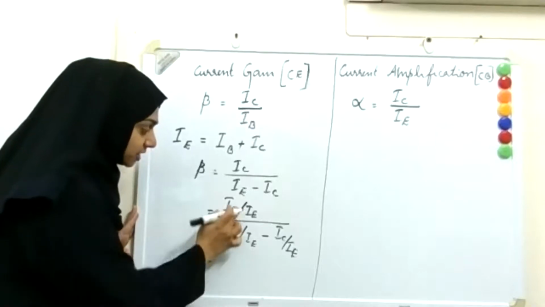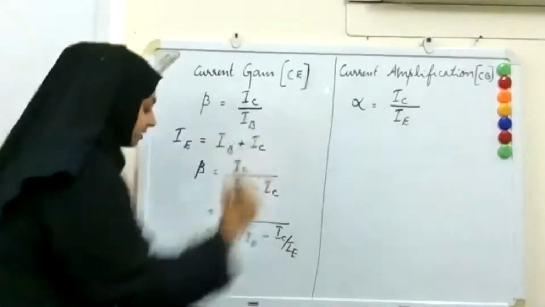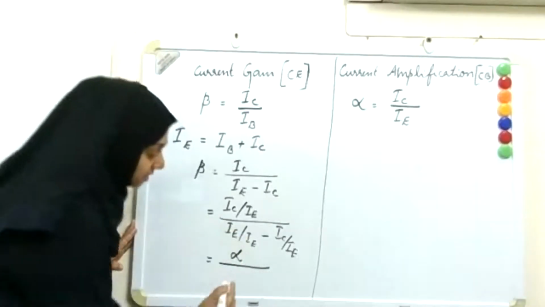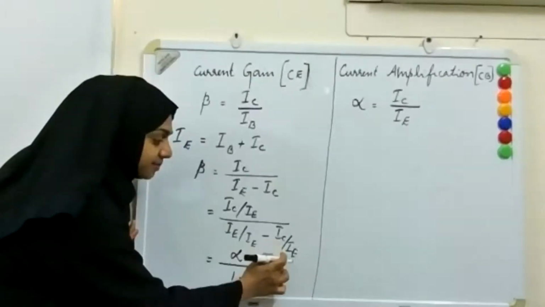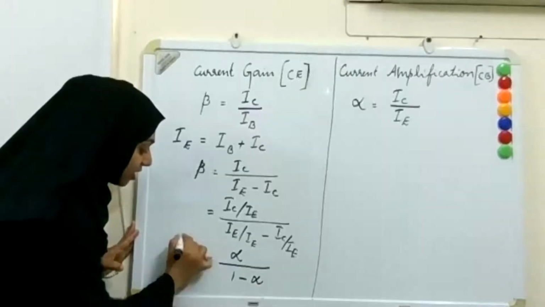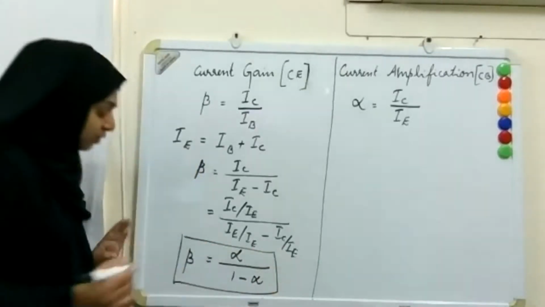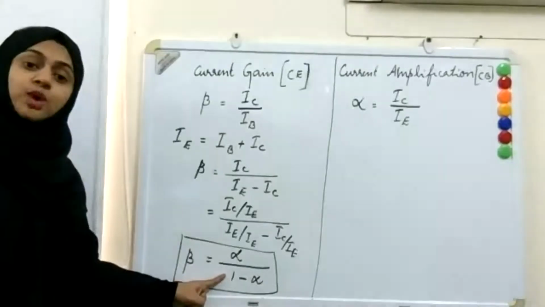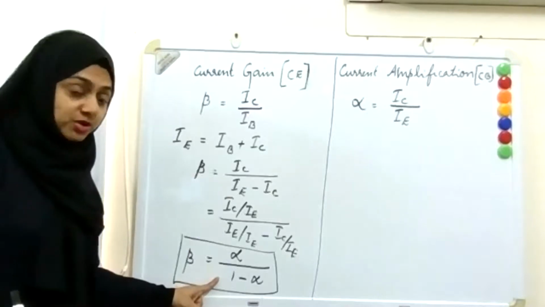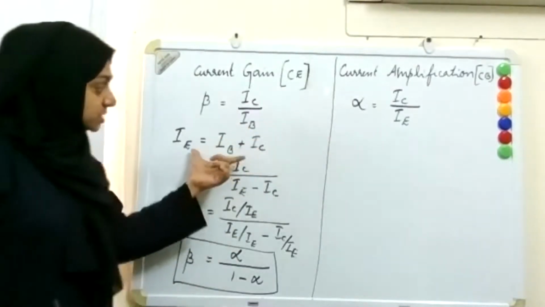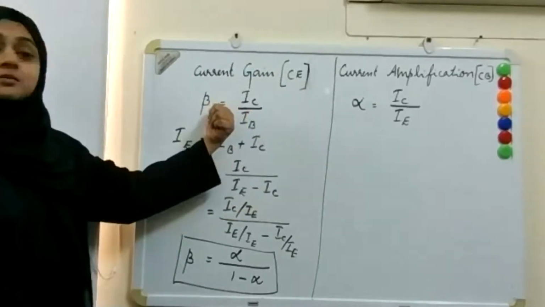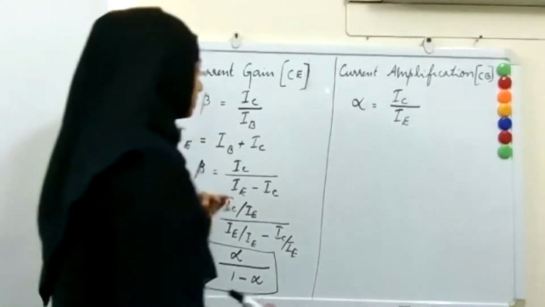So this is equal to, what is IC by IE? Alpha. Divided by IE by IE, 1. Minus IC by IE, again alpha. So we got that beta is equal to alpha divided by 1 minus alpha. So this is an important relation which you have to memorize. Or we can use the same idea here and get an expression for alpha in terms of beta. So let us see how it is.